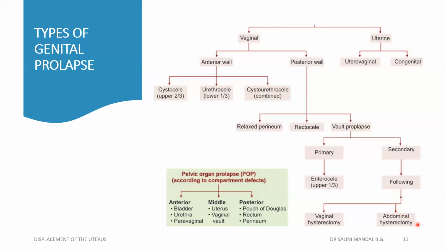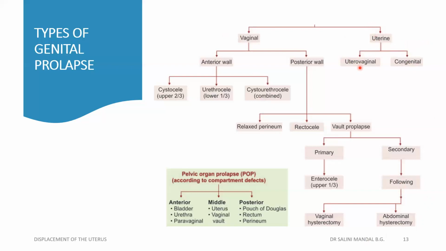If there is a primary repair or inadequate primary repair, at that point of time, there can be a secondary vault prolapse. So this was about the vaginal prolapse. The next one we are going to deal with is the uterine one. Okay, the uterine, we have a uterovaginal and we have a congenital one. Uterine prolapse, we have a uterovaginal prolapse as well as a congenital prolapse.